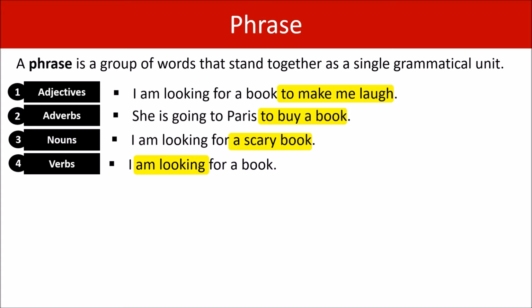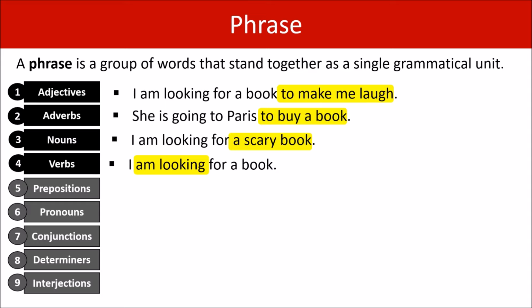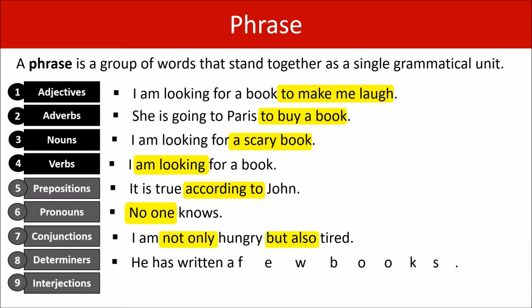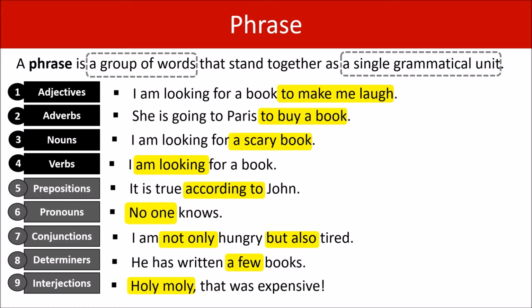Now, they are the common grammatical units, but actually phrases can function as other ones too. I'm going to put these ones up just for reference with some examples. So look, according to is a preposition. No one is an example of a pronoun. Not only but also is a type of conjunction called a correlative conjunction. And even determiners, a few books. Holy moly, that was expensive. A phrase can even be an interjection. Like I said, the top four are the most common. But remember, a phrase is a group of words that stand together as a single grammatical unit. And there we have examples.